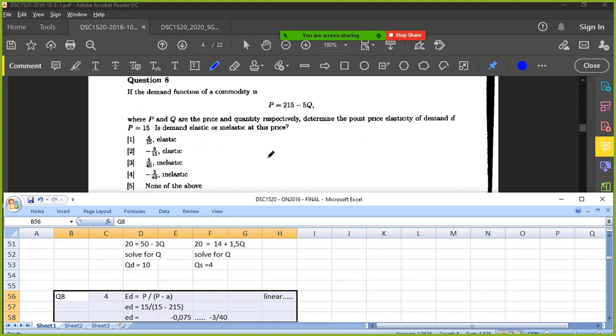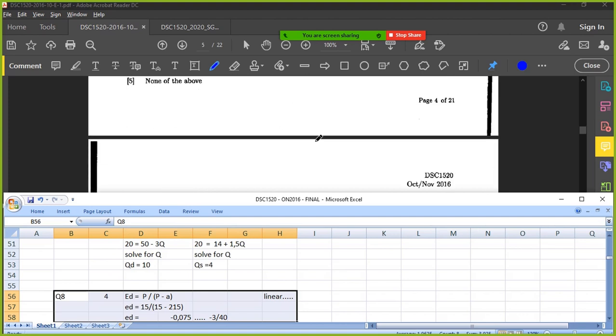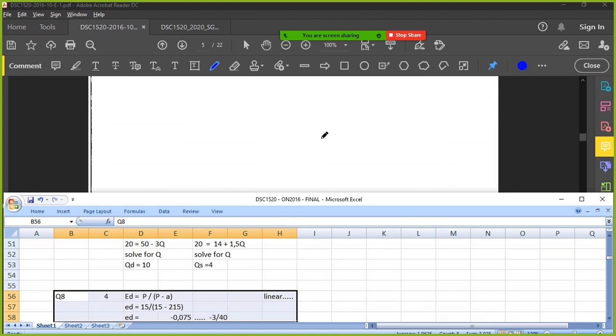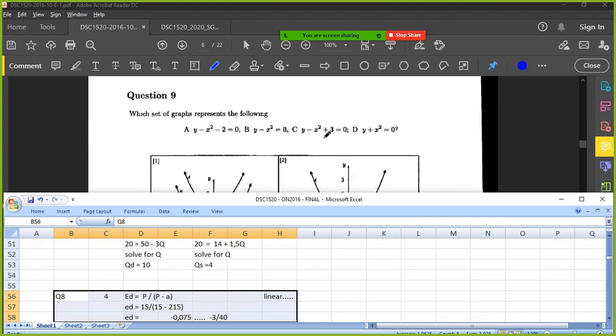Okay, perfect. Good approach. See, your approach is important. That's the main thing. The main thing is knowing what to do.